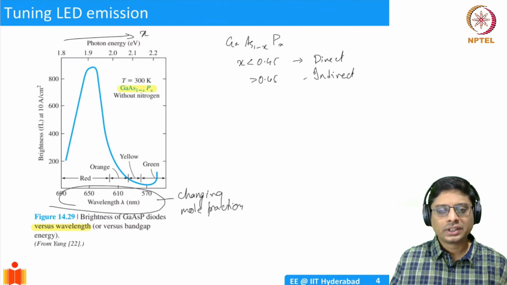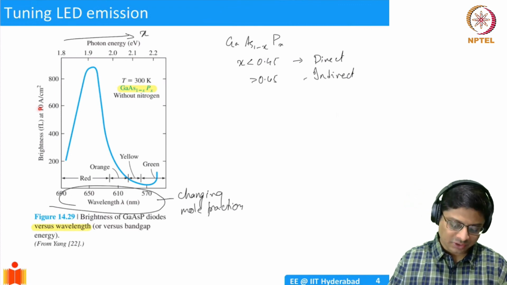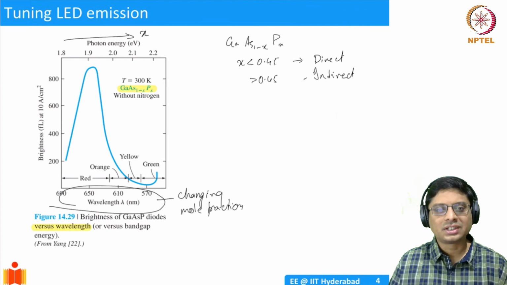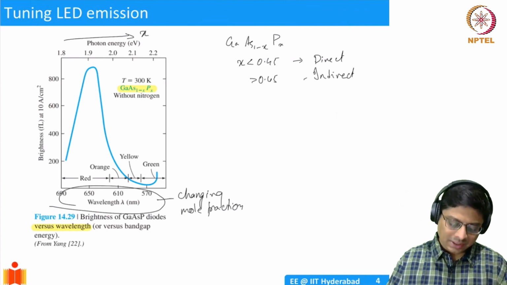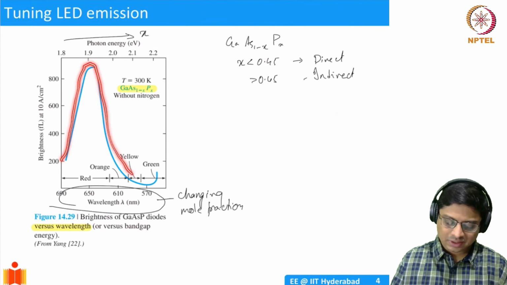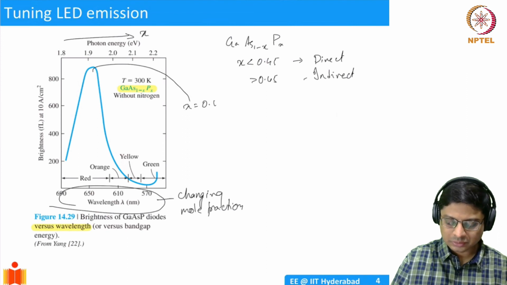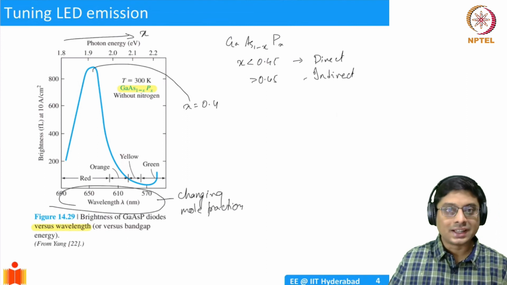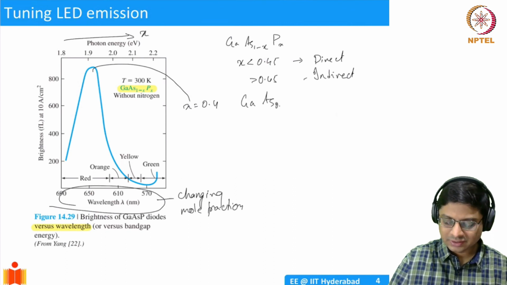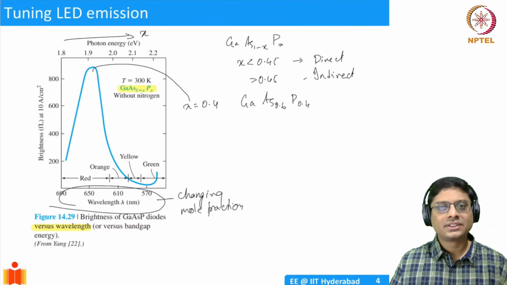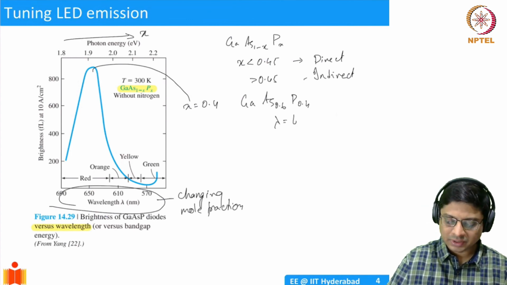And you see that for the brightness of the LED, you fix the amount of current that you're supplying into the LED. The larger the amount of current, you get a larger number of photons. And you see that at a certain wavelength, there is a peak. For this particular case, X is equal to 0.4 or so. So gallium arsenic phosphorus, gallium arsenic 0.6, phosphorus 0.4. These devices will give you a light emission at lambda equal to 650 nanometers.